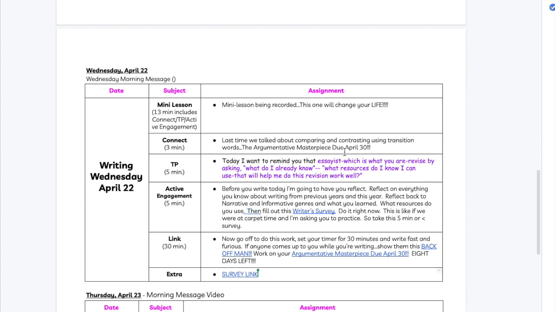Last time we were comparing and contrasting using transition words, and that was something where you were using stuff like by comparison, in contrast, in addition to, or you can say things like they are similar or different because, for instance, also, this is, while that is. However is always a good transition word to use. So that was from the last teaching point.